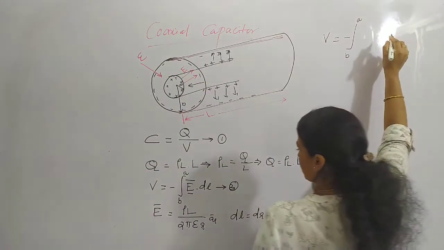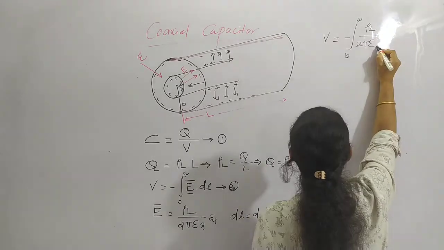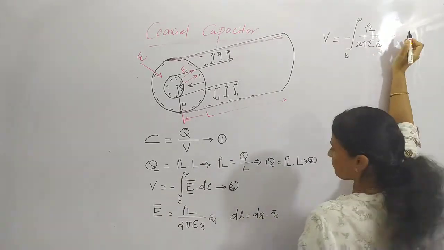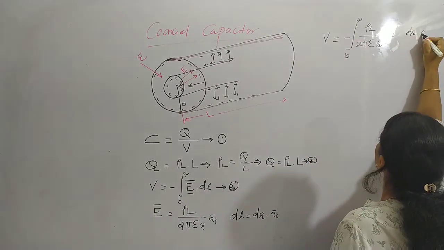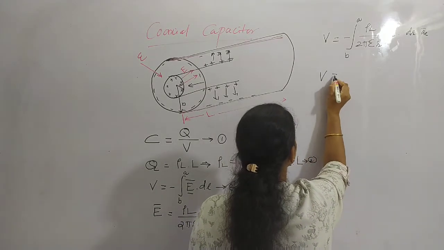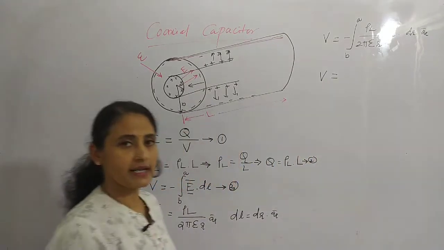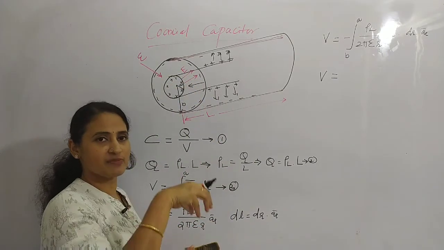So E bar is rho L by 2 pi epsilon R a_r, and dl is what? dl is dr into a_r. It is like two cylinders: one cylinder, the outer one, in which we have placed one more cylinder with a smaller radius.